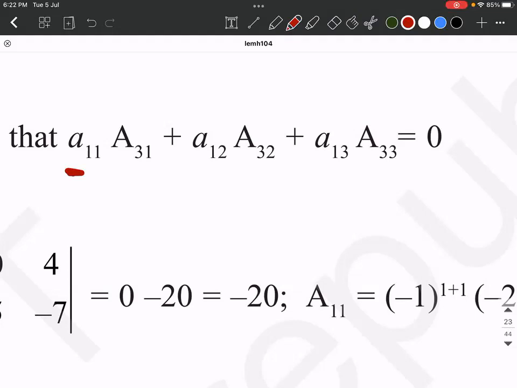You cannot call it a determinant just because elements and cofactors are multiplied. The cofactors are supposed to be the cofactors of that particular element. So a11 should have got multiplied with capital A11 for it to be called a determinant. Okay, be careful about that point.